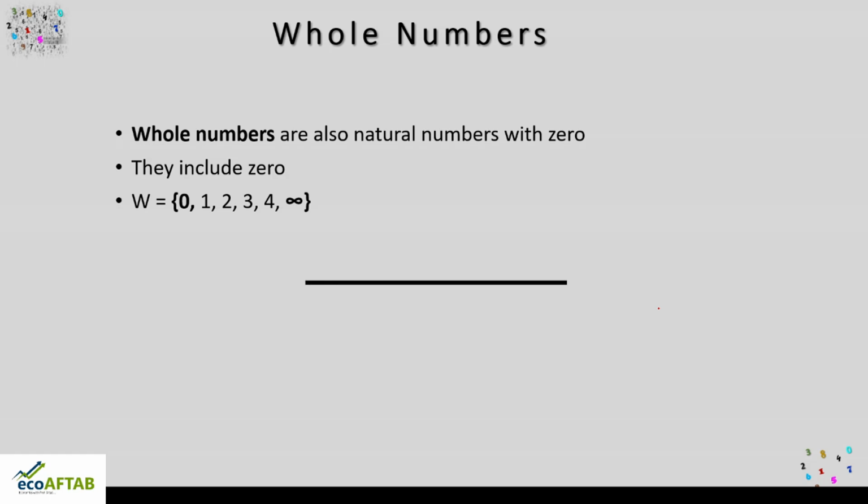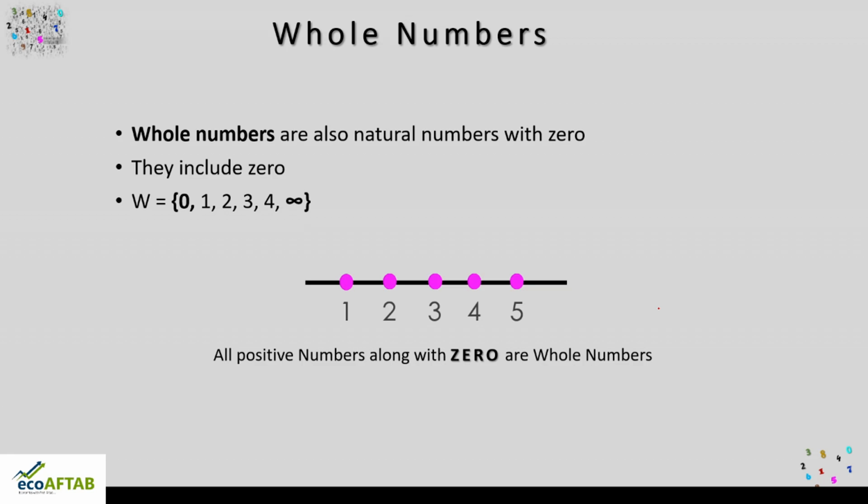So on a number line, the earlier numbers will be there, 1, 2, 3, 4, 5. These are all natural numbers. When you bring 0 into this number line, all positive numbers along with 0, you can see here the yellow mark, we have introduced 0, and this particular set along with 0 becomes whole numbers. Natural numbers is without 0. When you bring in 0, those numbers become whole numbers.